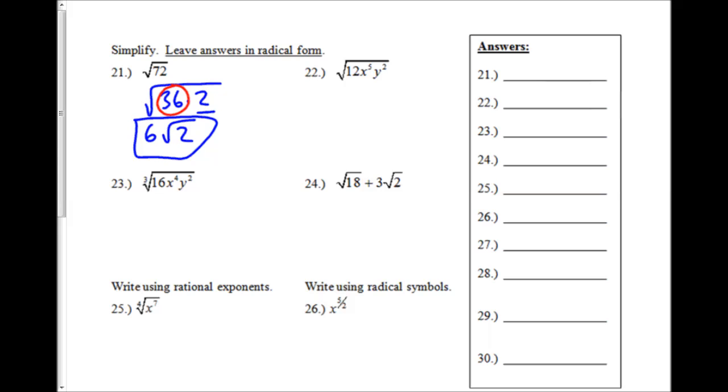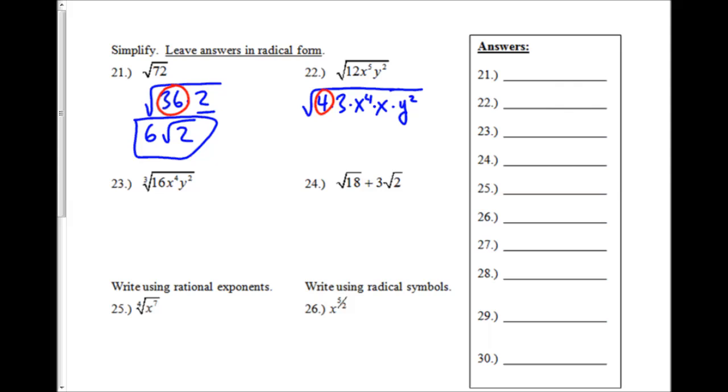For the next one, I do the same thing. I'm looking for perfect squares. For the 12, I can break down into 4 times 3. For a variable to be a perfect square, the exponent just has to be divisible by 2. So I'm going to break that into x to the 4th times x. The y squared is already perfect because it's got an exponent that's divisible by 2.